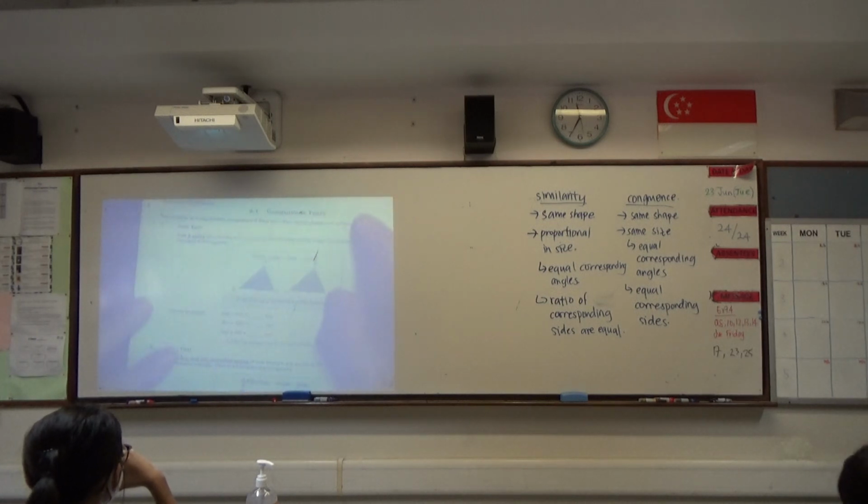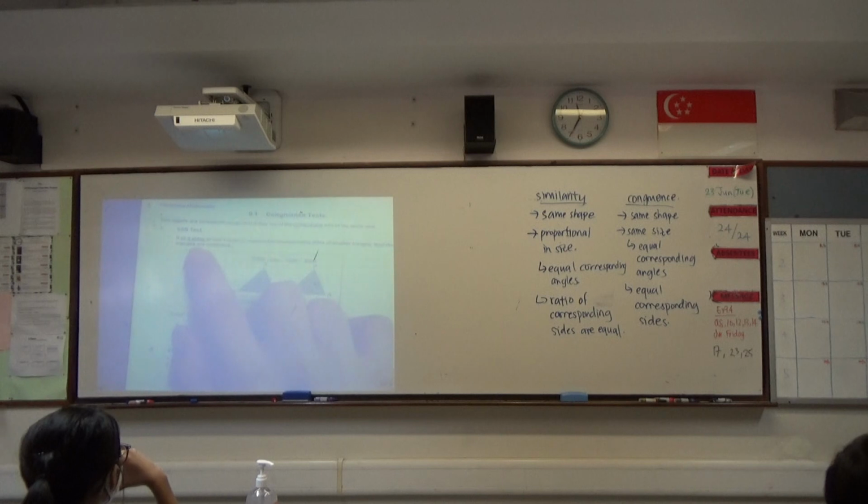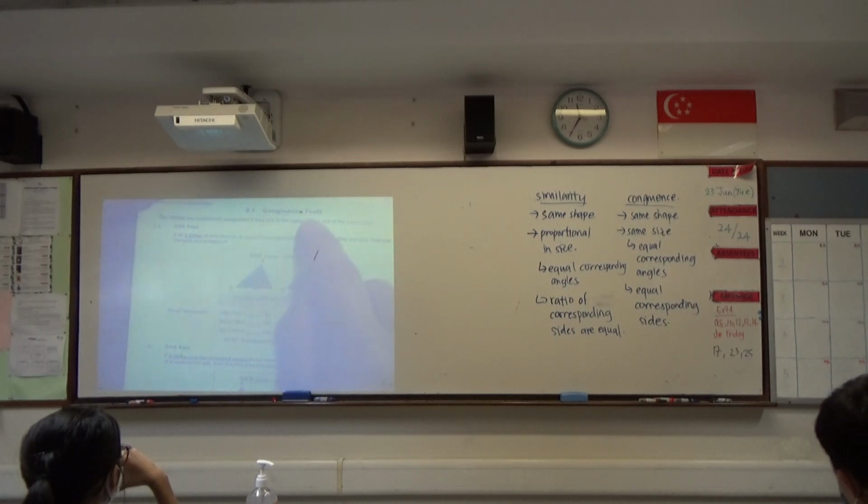So for congruence, as mentioned, same shape, same size. So we have this SSS test. SSS represents side, side, side. So three sides. If we can prove that the three corresponding sides are in fact equal, then surely the triangles have to be congruent.